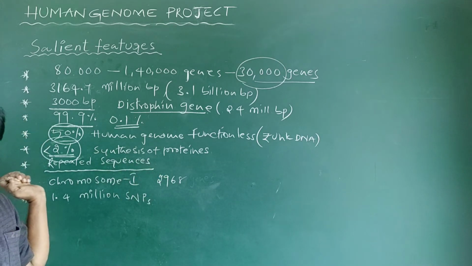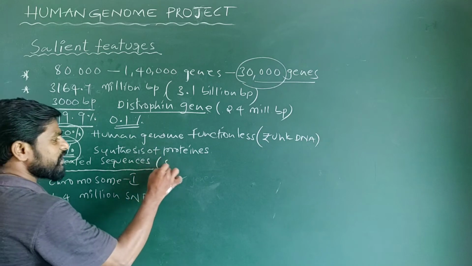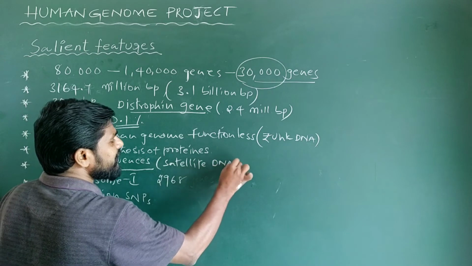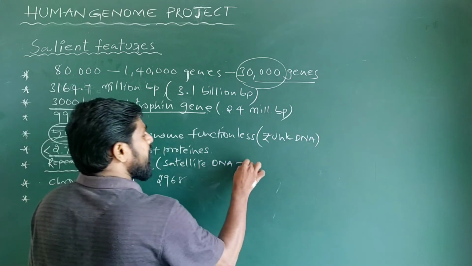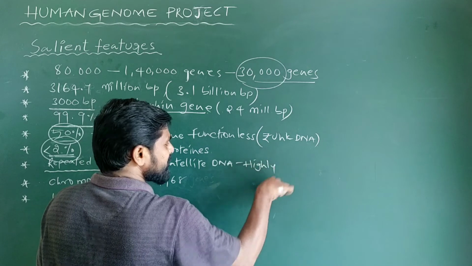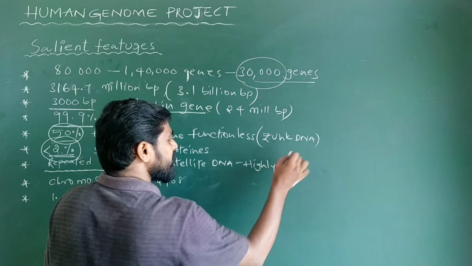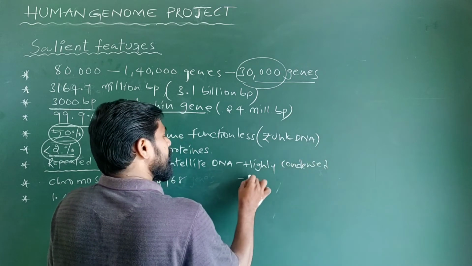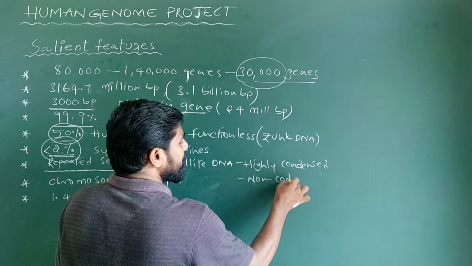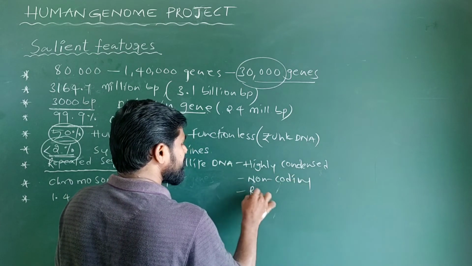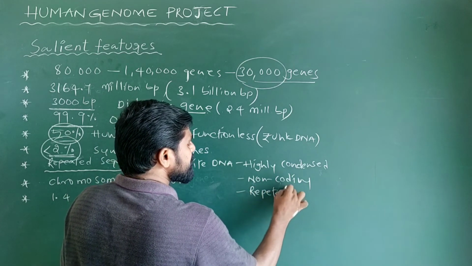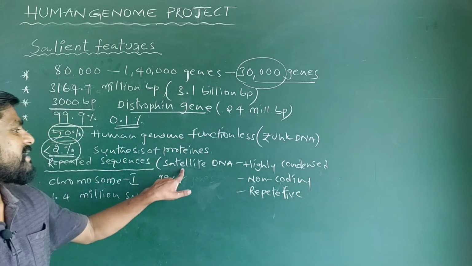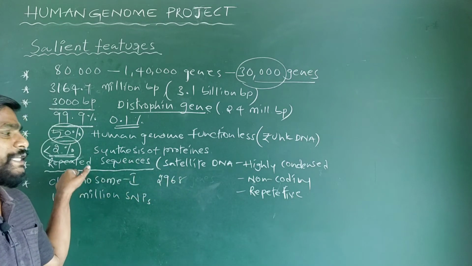And the Human Genome Project also revealed that the repeated sequences make up a larger portion of DNA in human genome. The repeated sequences are nothing but the satellite DNA. What is this satellite DNA? The DNA which is highly condensed. We have already discussed in the last video about the satellite DNA and its types. Highly condensed non-coding repetitive sequences, separated upon centrifugation, are said to be the satellite DNA or repeating sequences.